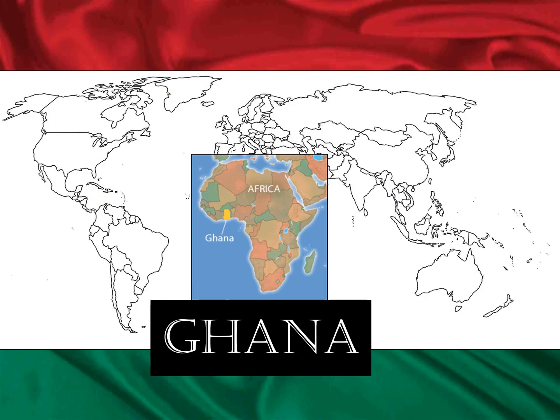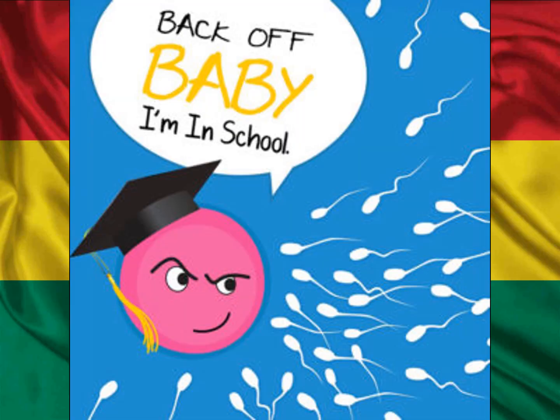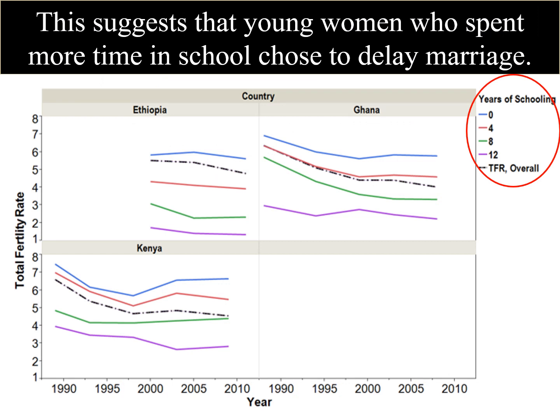Let's take a second and look at the West African country of Ghana. West Africa has the largest population in all of Africa. In Ghana, between 1990 and 2007, as young women gained more education, the number of children they had decreased. The government there promoted this. When governments promote women having fewer children, these are known as anti-natalist population policies. And this suggests that young women who spent more time in school chose to delay marriage and therefore also chose to delay having children.